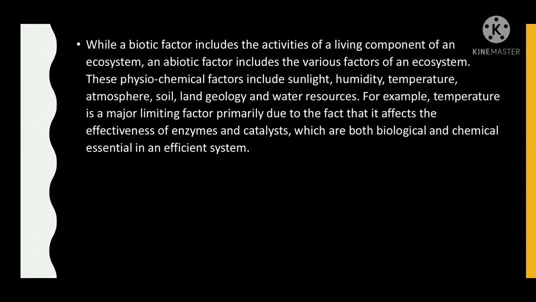While a biotic factor includes the activities of a living component of an ecosystem, an abiotic factor includes the various non-living factors of an ecosystem. These physio-chemical factors include sunlight, humidity, temperature, atmosphere, soil, land geology, and water resources. For example, temperature is a major limiting factor primarily due to the fact that it affects the effectiveness of enzymes and catalysts, which are both biological and chemical and essential in an efficient system.